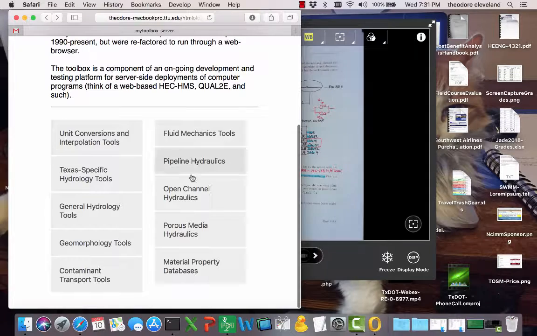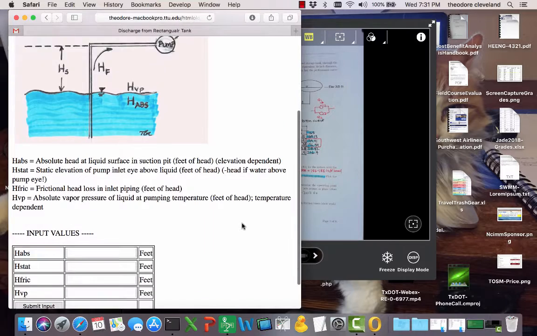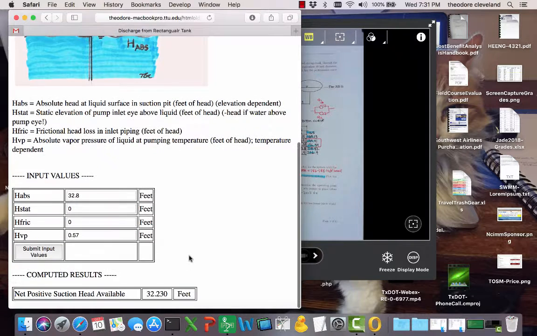Okay, so our absolute is absolute head surface suction pit. We've computed that as 32.8 feet. Our static elevation, we're going to set it to 0. Our friction term is 0. And our vapor pressure was 0.57 feet. And it claims we have net positive suction head available of 32 feet. So it would work even better if the pump was lower than the water elevation. And that concludes this particular problem.